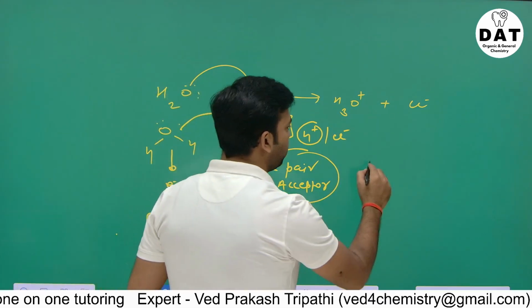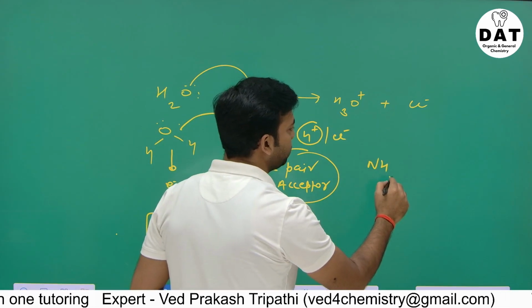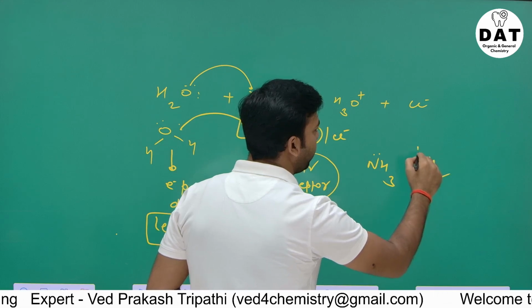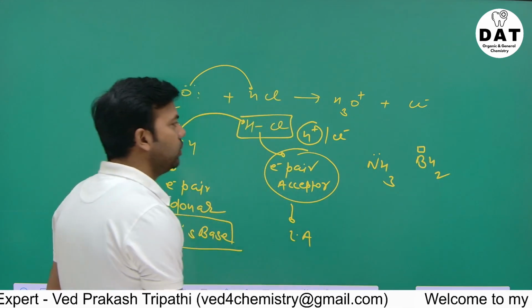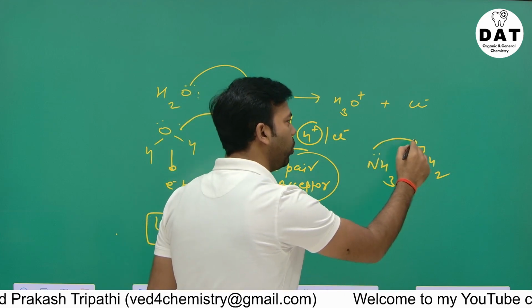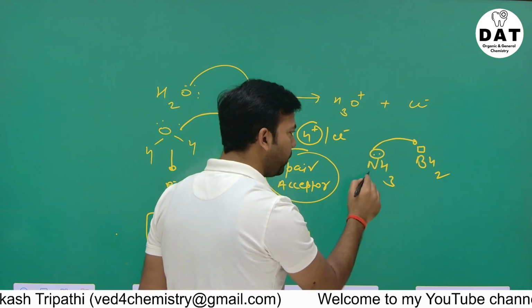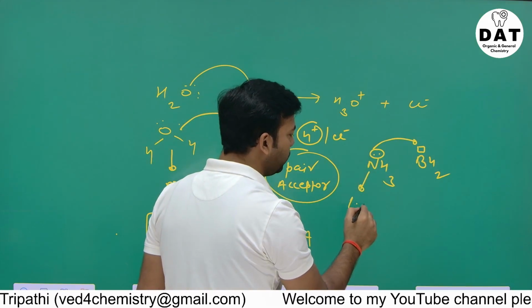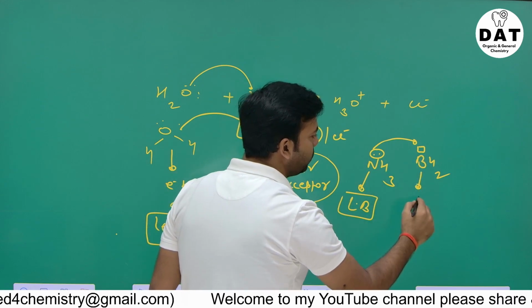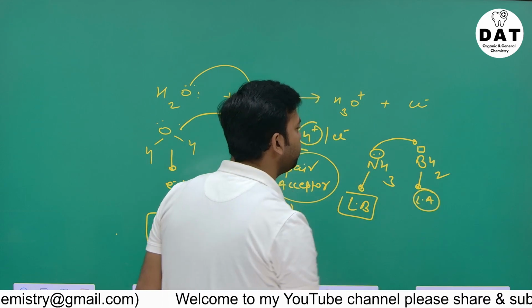Suppose you have this one. Boron has a vacant orbital. So ammonia has a lone pair. It will donate its electrons to boron. So this is an electron pair donor. So this one is a Lewis base and this is an electron pair acceptor, so Lewis acid. Clear?